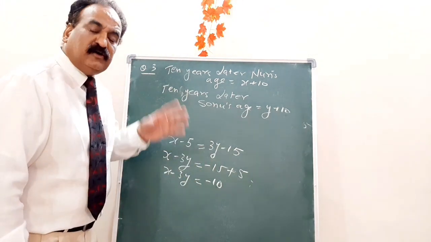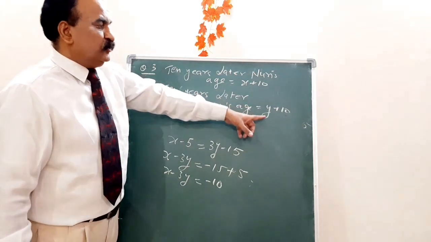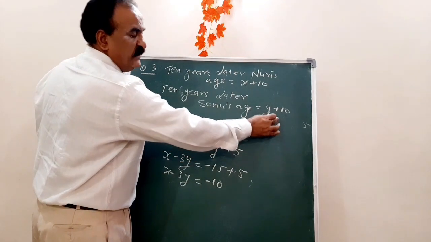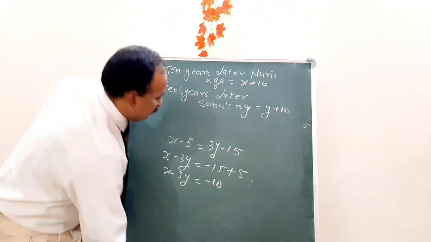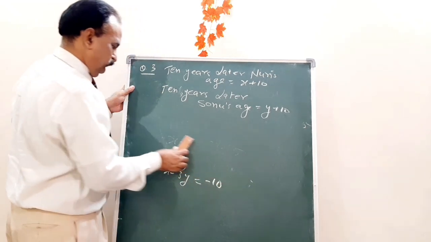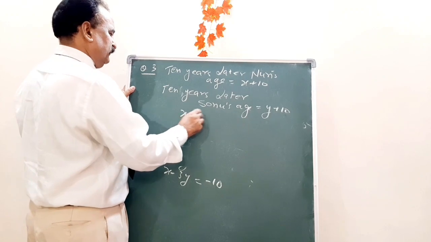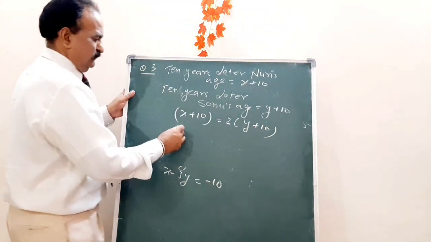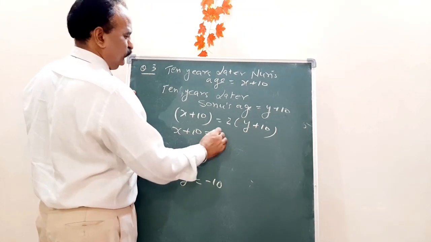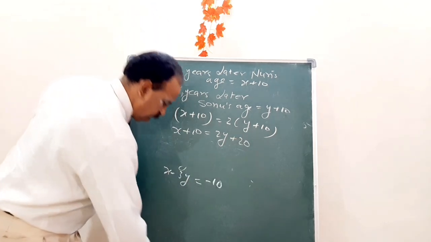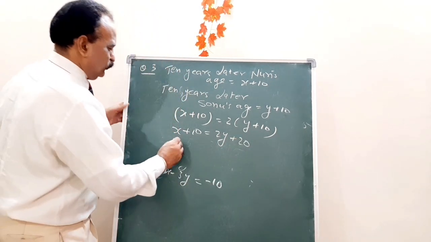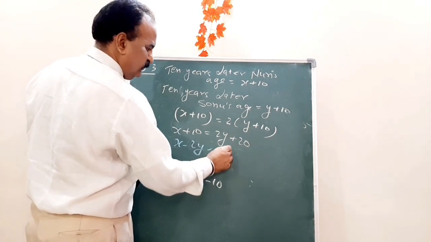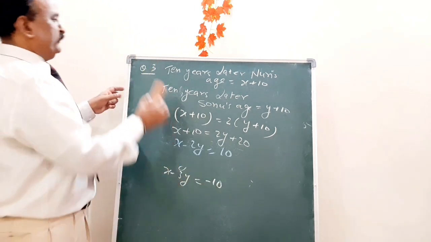Then 10 years later, according to the question, Nuri's age is 2 times that of Sonu. It means when you multiply 2 to Sonu's age, you will get Nuri's age. Let us see. It means x plus 10 is equal to 2 into bracket y plus 10. So x plus 10 is equal to 2y plus 20. It means x minus 2y is equal to 20 minus 10, transfer plus 10 this side, it becomes minus, equal to 10. Right? Now see.